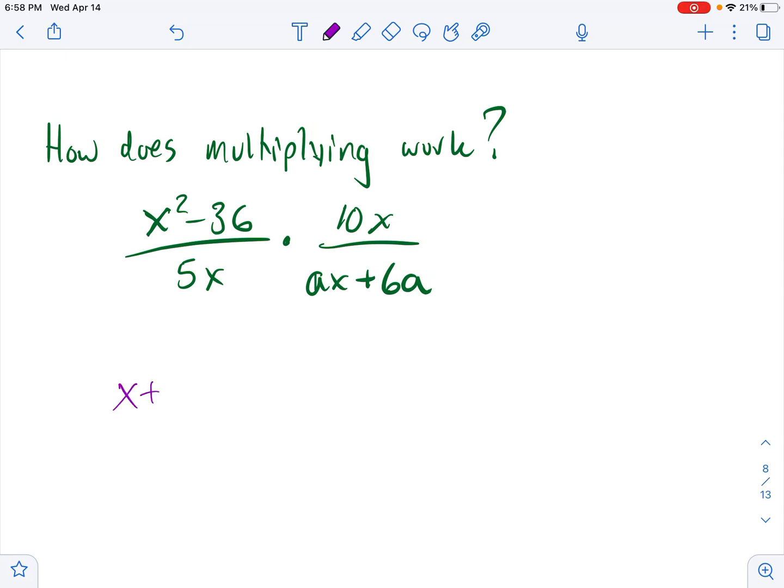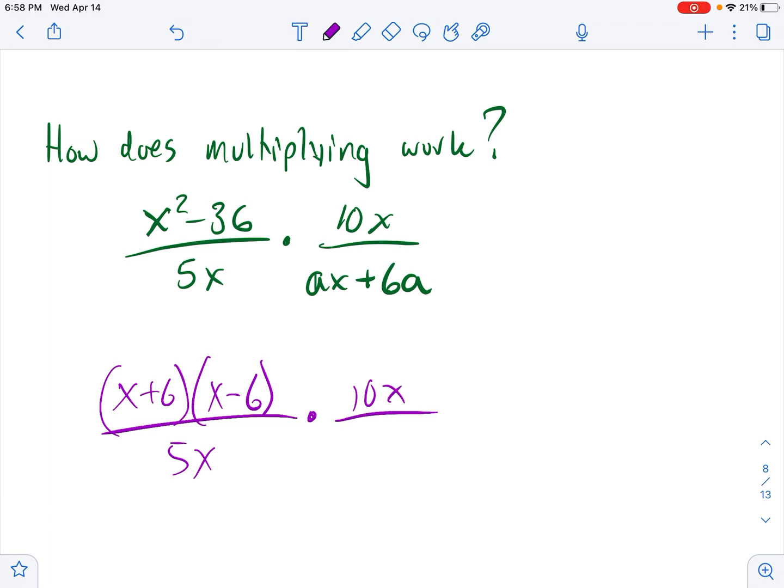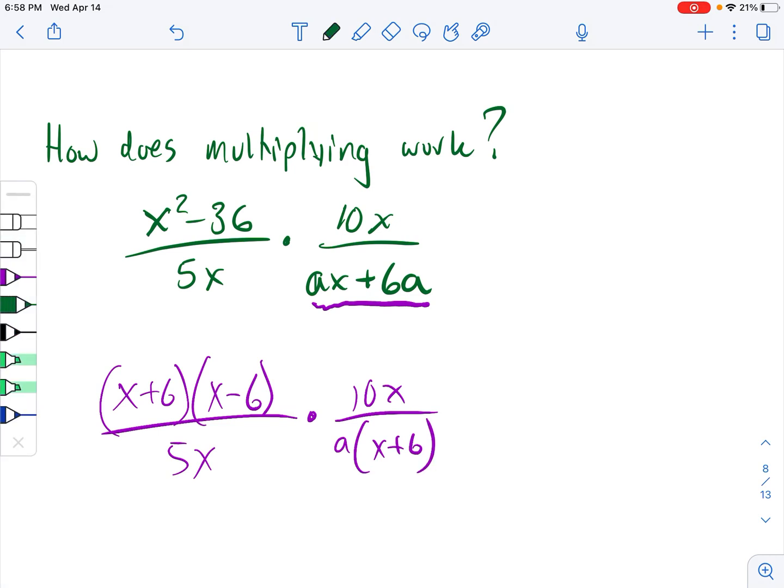So I'm going to take x squared minus 36. I'll factor that. That's over 5x. I can't do anything with 5x or the 10x. Okay, now I'm looking at this. Can I factor anything? I see a GCF. Okay, so my x plus 6, x minus 6. I see an x plus 6, I see an x plus 6.